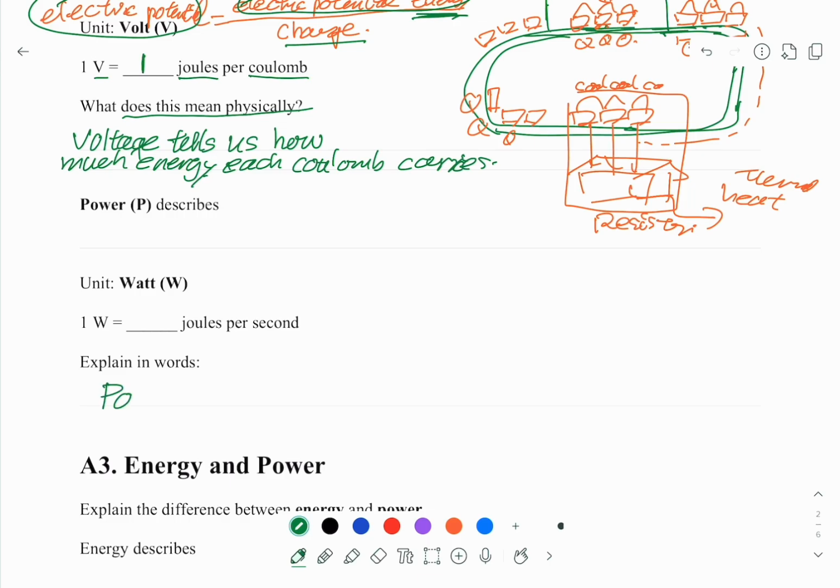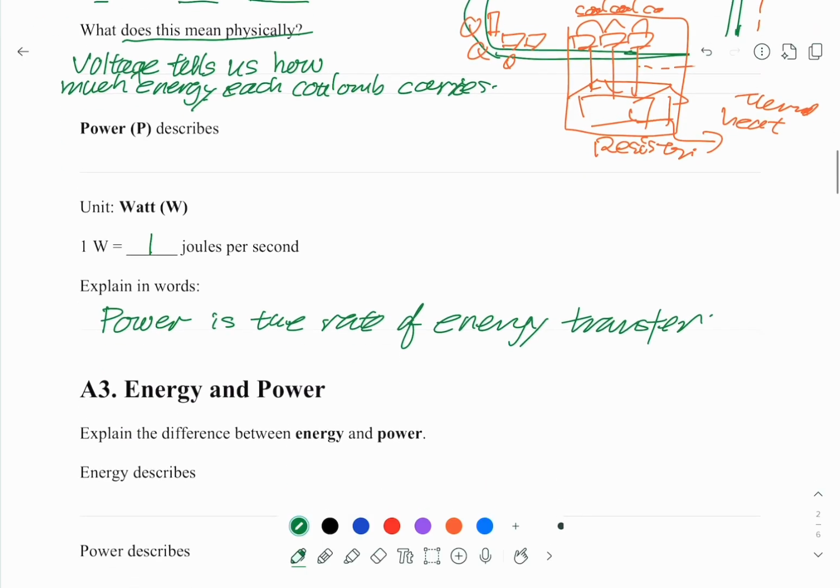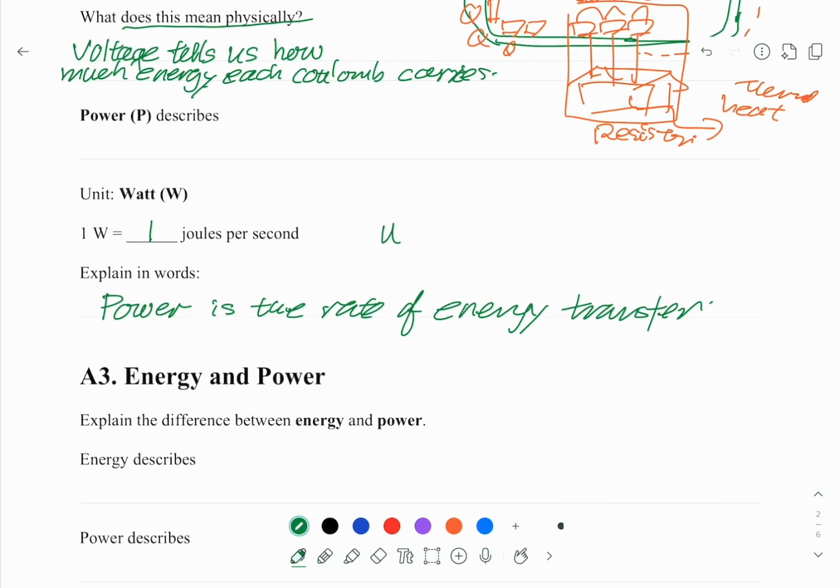Power is the rate of energy transfer. So 1 watt of power means 1 joule per second. So watt just means joule per second.